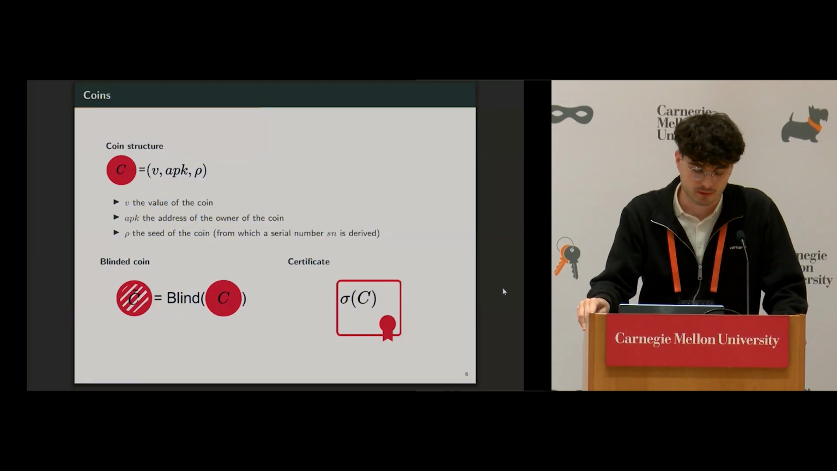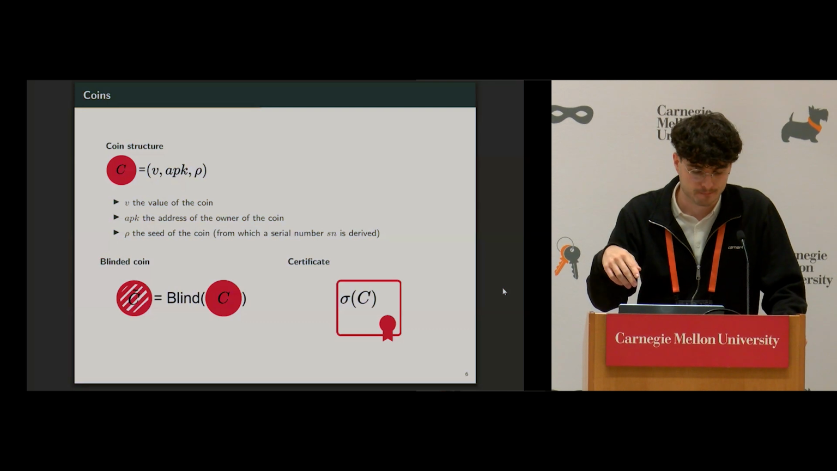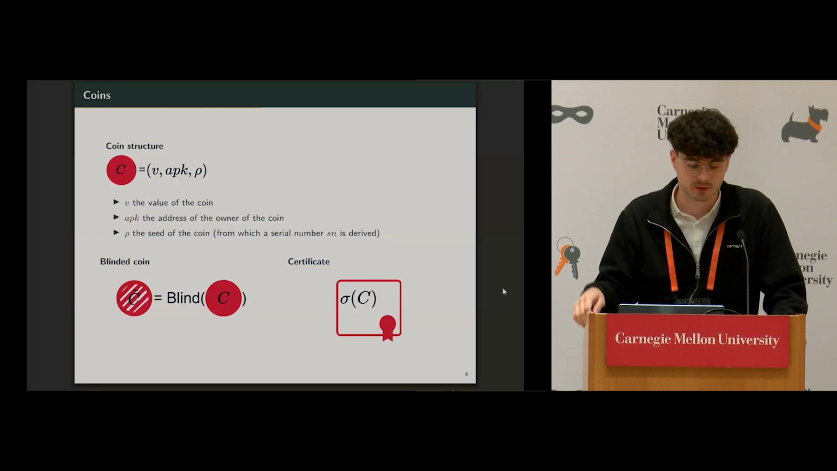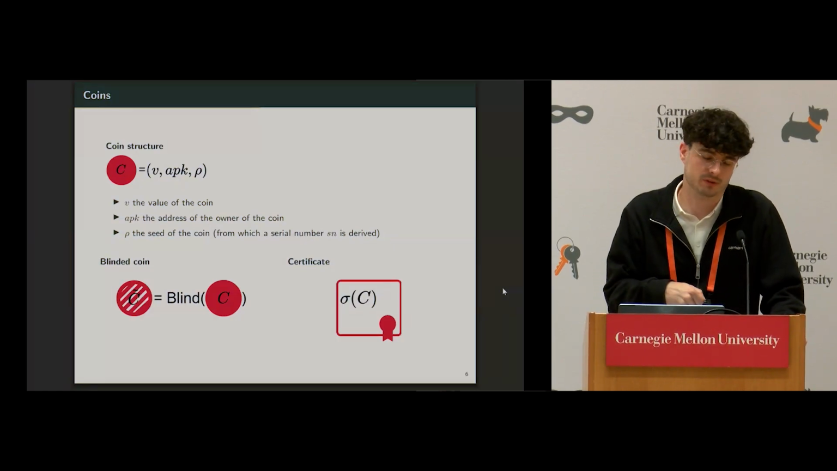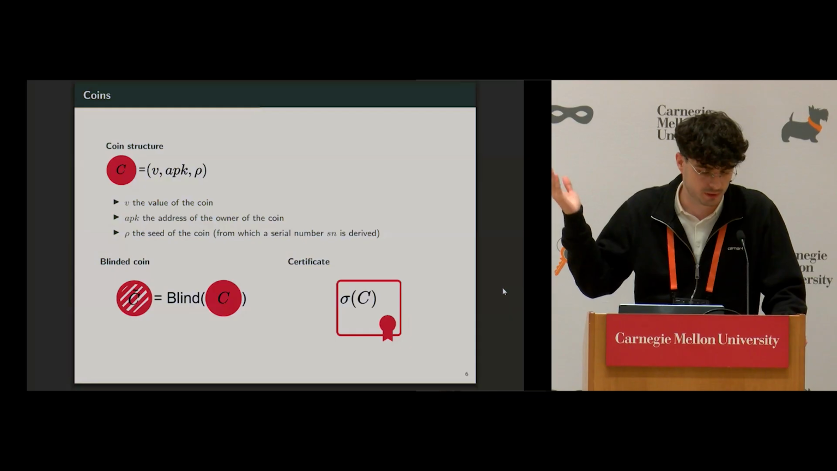The signature scheme is also threshold. So the threshold is 2/3 of the n validators, and when you have 2/3 of n signatures, you can aggregate the partial signatures into a certificate that is valid with respect to what is signed, which is the coin.